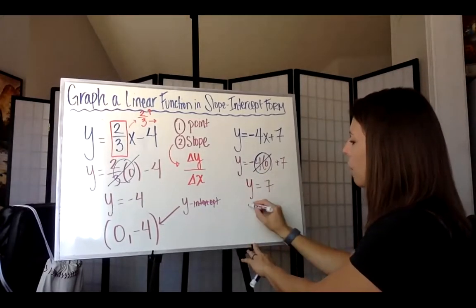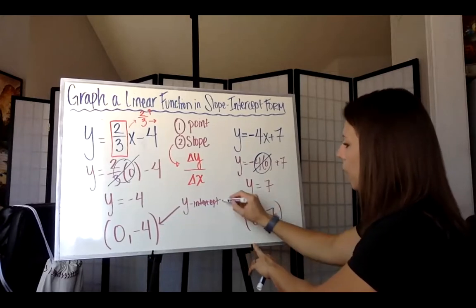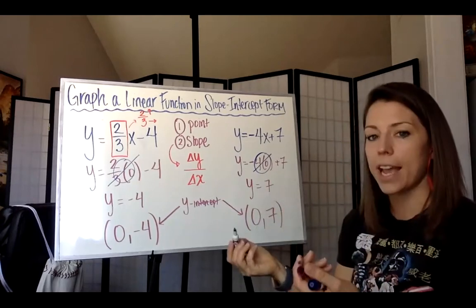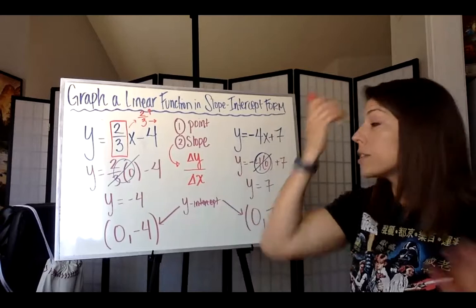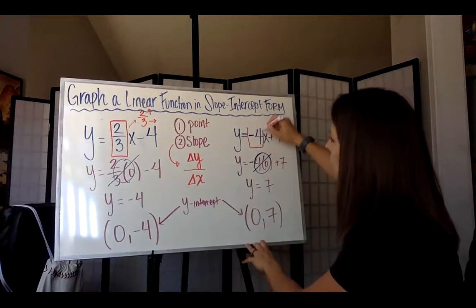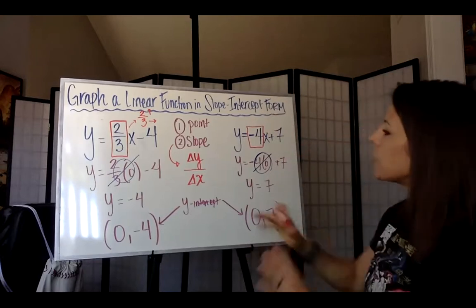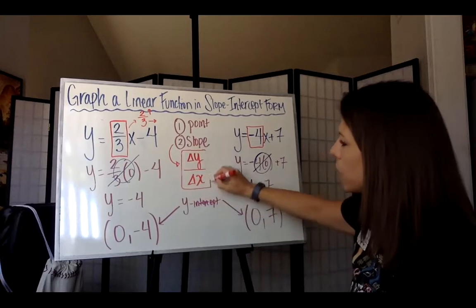So in this case, our point was we plugged in 0 for X. We ended up with +7 for Y, and again, that point is called the Y-intercept because it's a point on the Y-axis. Now, we also need a slope. Again, the slope is the multiplier of X. What is changing X? Now, notice that slope is a ratio. It's a change over a change.